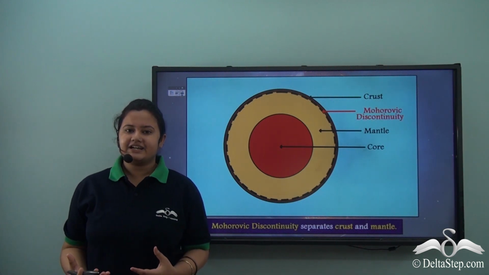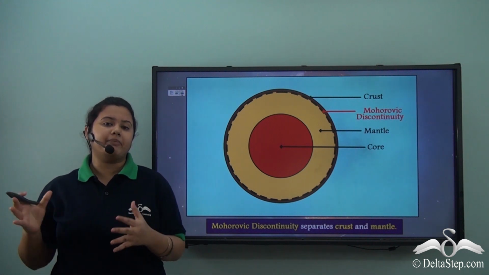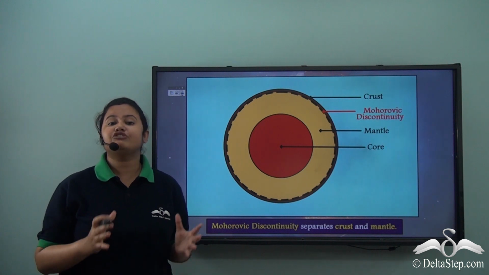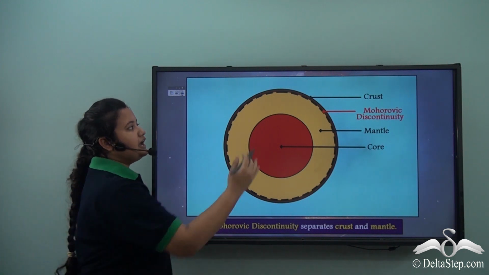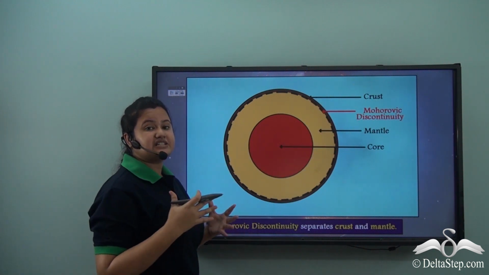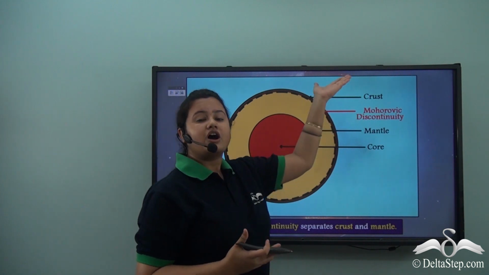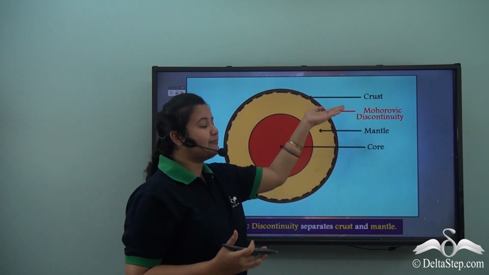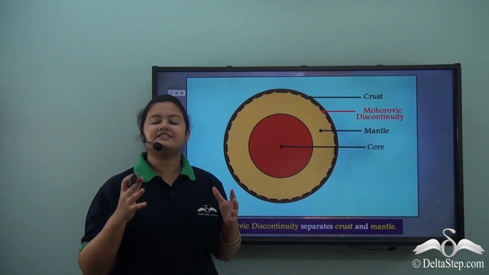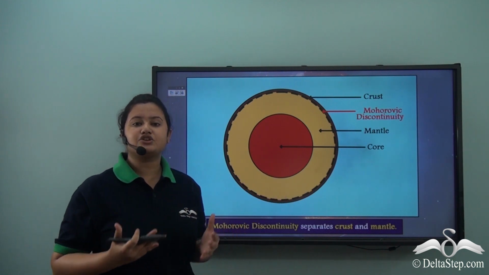So, what is a discontinuity? Discontinuity is a zone or a boundary where there is a sudden and significant change in physical properties. See, if we move from crust to mantle, there is a change in physical property, like its state changes, because we already know crust is in solid form and mantle is in semi-solid form. So, discontinuity is a zone which marks a transition between different layers of the earth.